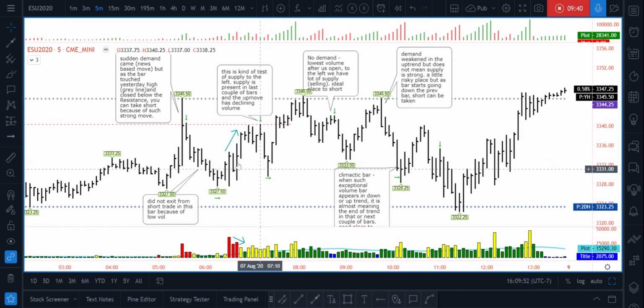The point here is that previously this had strength. It came up around this area and closed above, and you can see the volume has increased. The bar came down and closed towards the highs of the bar, meaning the buyers are strong and have come up. As you can see, the next bars moved up rapidly.